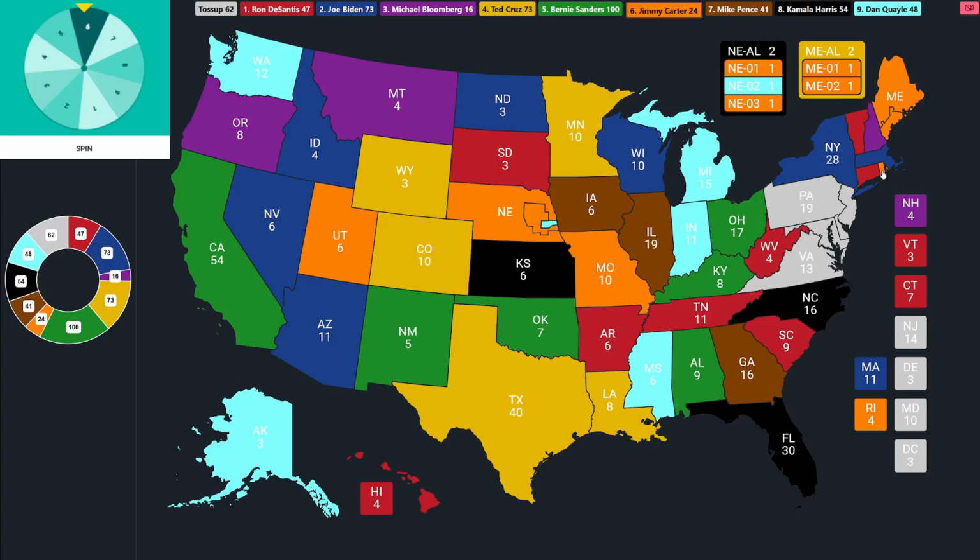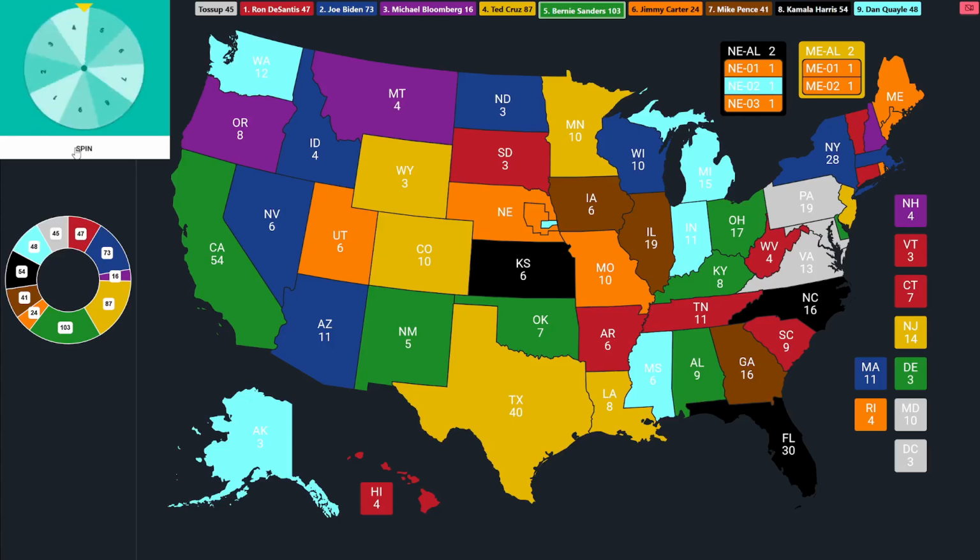We're going to keep going. We've got New Jersey up next. Here comes the spin. Who's going to get him? Number 4, TC, Ted Cruz. How about Delaware, Biden's home state? Let's do the spin. It's going to Bernie Sanders, number 5. Next door, Maryland has another 10 on the table. Number 4, back to Ted Cruz.